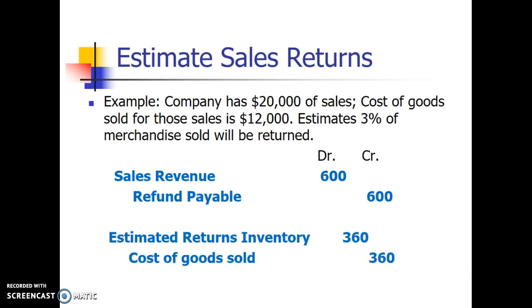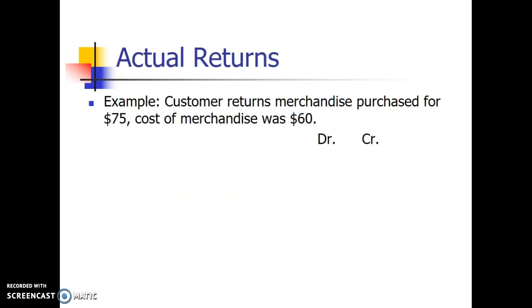We're not going to debit merchandise inventory because that account shows what we actually have in hand, what we're actually possessing. We're going to put it into an account called estimated returns inventory. This is going to be treated as an asset account as well. So we'll debit the estimated returns inventory, and then we'll credit the cost of goods sold, because we want to take that 360 out of cost of goods sold because it's not really sold. We believe we're going to get it back at the start of the next period. So I know that's a little bit tricky.